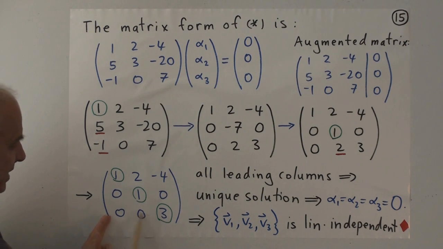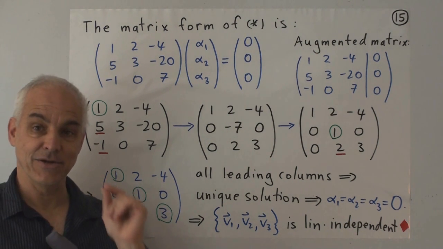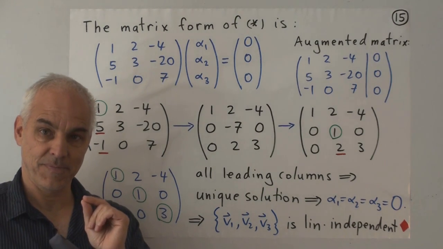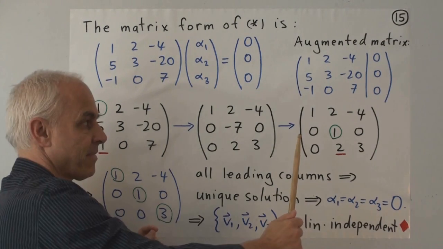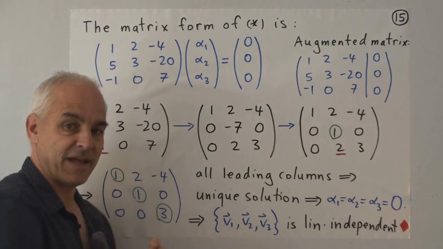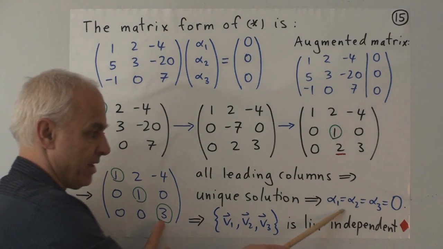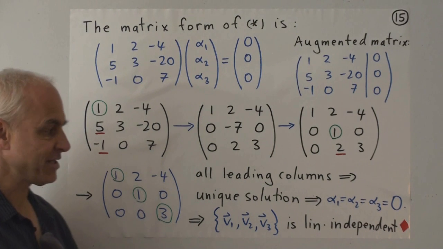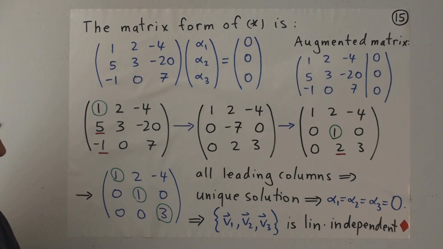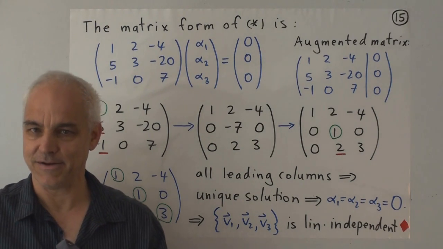At this point, we can see that all the columns are leading columns. And that means that there's a unique solution to the system. If all the columns on the left-hand side are leading columns, then there's a unique solution, namely the solution that we already know exists, alpha 1 equals alpha 2 equals alpha 3 equals 0. And that tells us that the original set is indeed linearly independent.